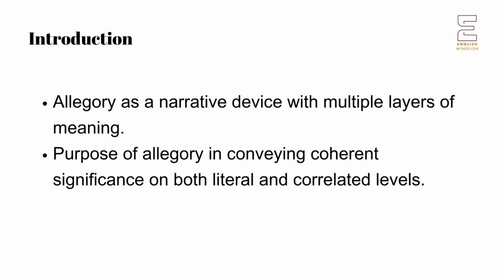Introduction. Allegory is a powerful narrative device used by authors to convey complex layers of meaning within their works. It involves the deliberate crafting of characters, actions, and settings to hold coherent significance on both the literal or surface level of the story and a deeper, correlated level of meaning. This dual-layered approach allows writers to impart profound insights and philosophical concepts while engaging the audience with compelling narratives.